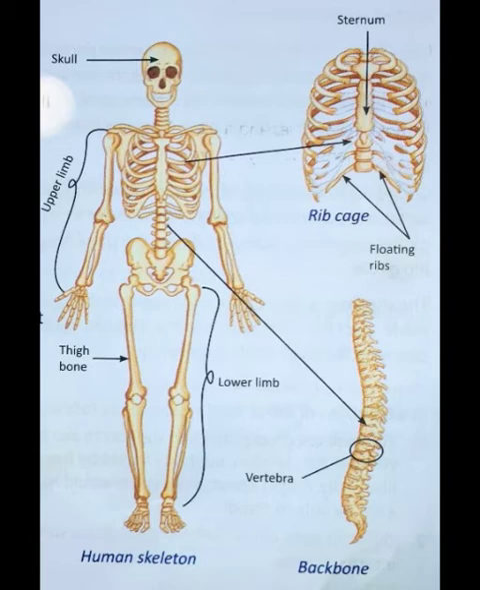The following picture shows the different parts of the human skeleton. First one, skull. Look at the picture. First part denotes skull. The skull protects the brain. Which part protects the brain? The skull. The skull protects the brain.